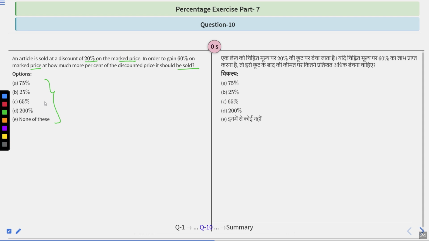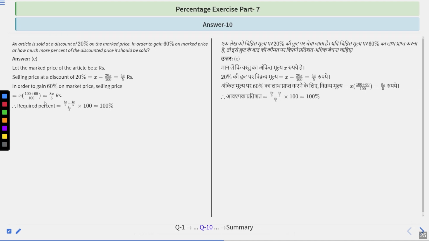Time's up. Let's see the solution. Let the mark price of the article be X rupees. Selling price at a discount of 20%: if mark price is X, the selling price will be X minus 20% of X, which is 4X by 5. In order to gain 60% on mark price, the selling price will be X multiplied by (100 plus 60) upon 100, which is 8X by 5.